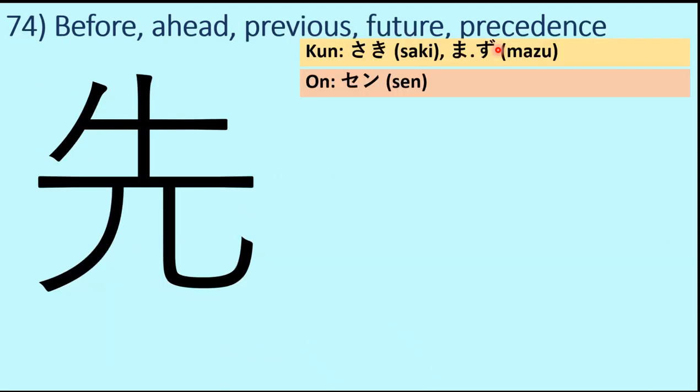The next kanji of today is for before, ahead, previous, future, precedence. So you can see that very contradictory meanings are presented using this. There is before, also there is ahead. There is previous, there is again future. So these are a bit contradictory. We will see how these meanings are derived and how these meanings are used. So this is basically saki or mazu in Kun'yomi and sen in On'yomi.